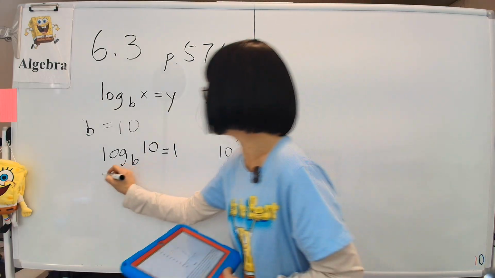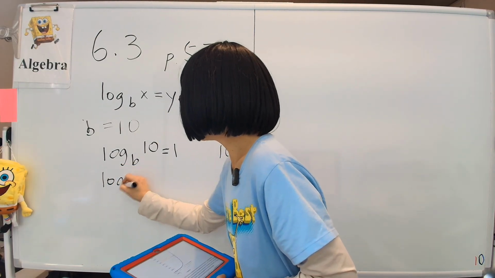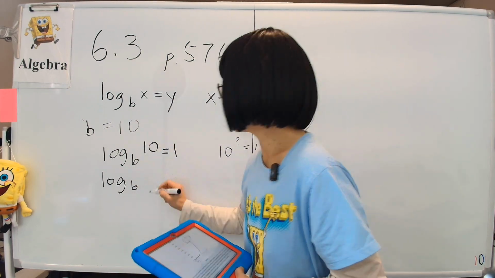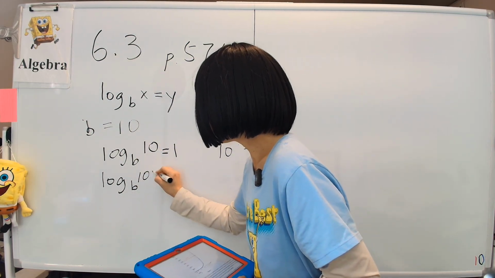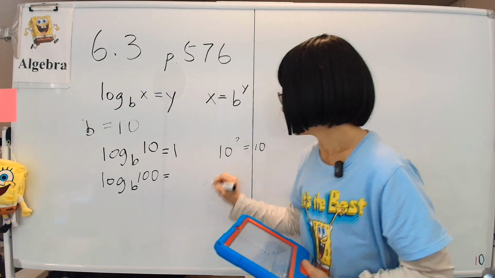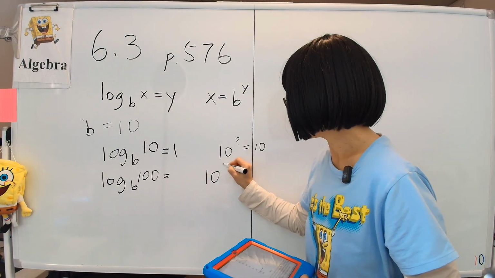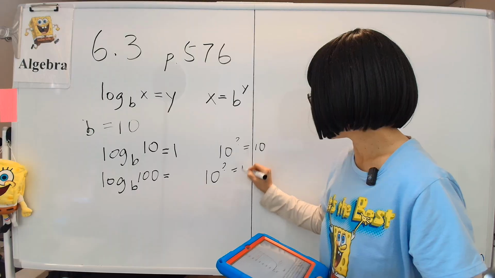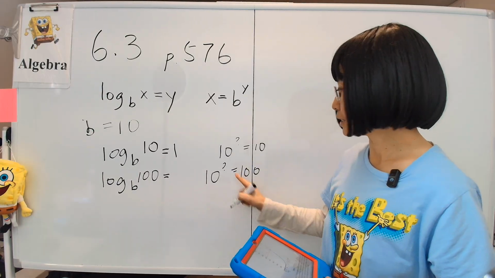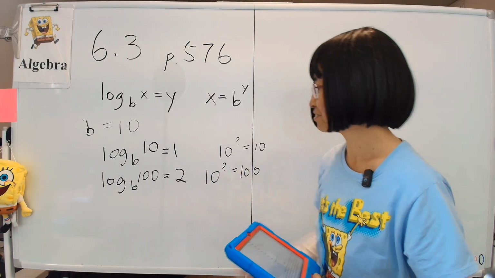Now let's think about another example, okay? Let's say log base 10 of 100. What does that equal? That means 10 is the base, 10 to what power equals 100? And that would be 2. So the answer is 2, okay?